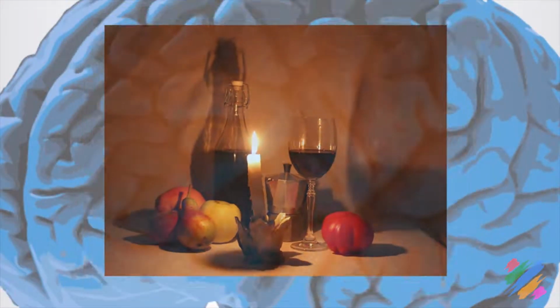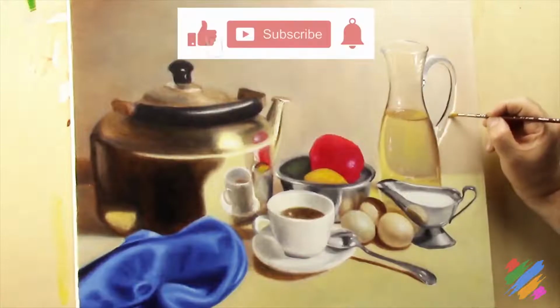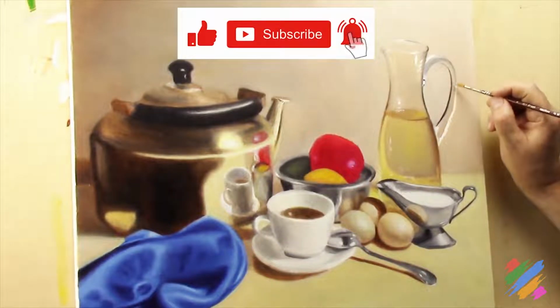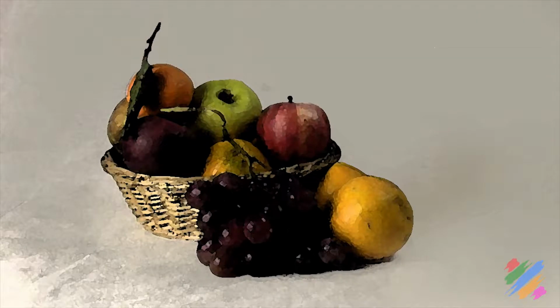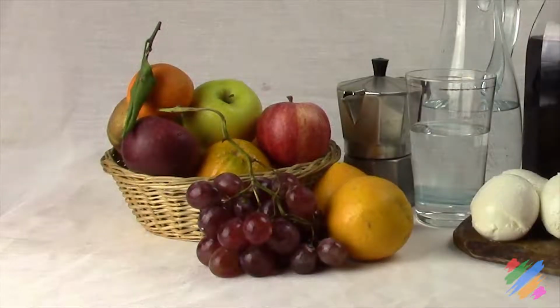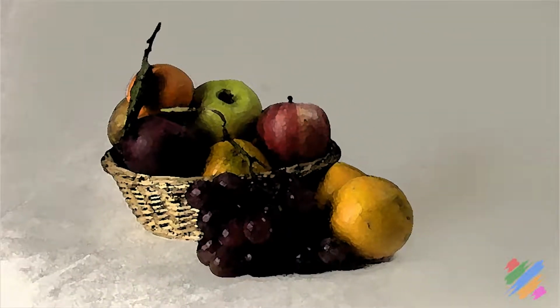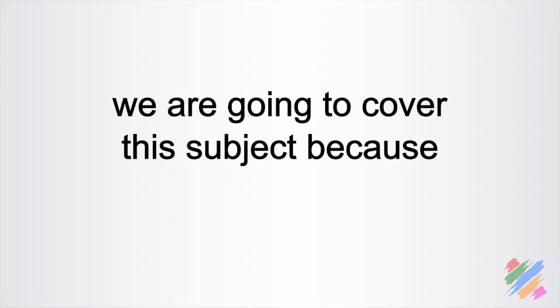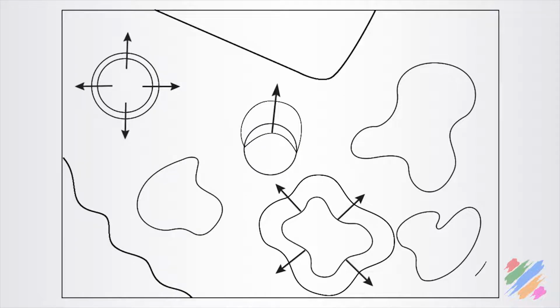In this video we're going to talk about perception, because in the end this is where every representative painter is going to work. If we paint a basket of fruit, we're not going to create a real basket full of fruit. We're just putting together on a support a bunch of colored stains that we're going to perceive as a basket of fruit. We're going to cover this subject because, first, it's going to help us during the representative analysis.